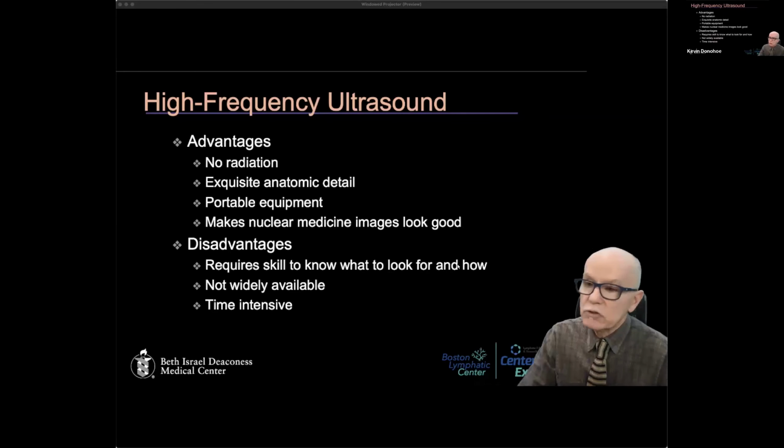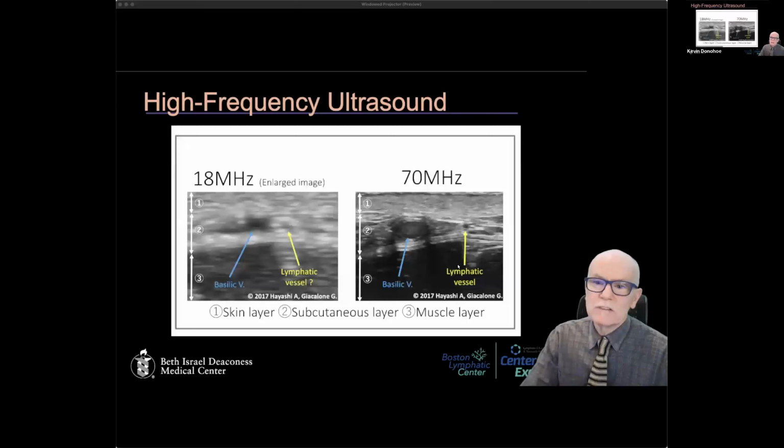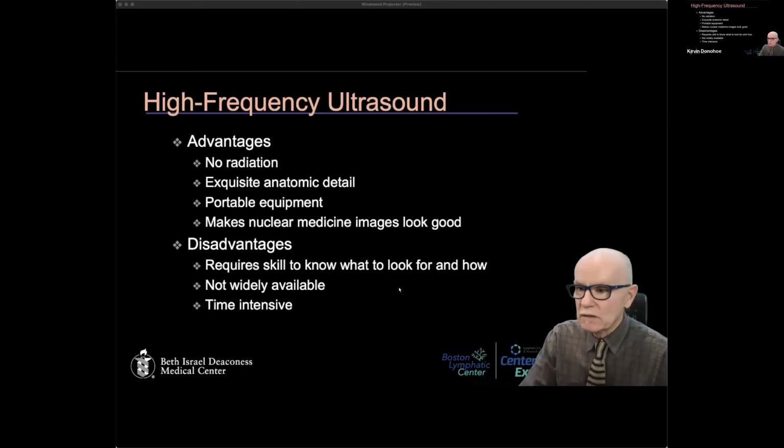It obviously has no radiation. There's exquisite anatomic detail, which is very nice. It's portable equipment, and I say it makes nuclear medicine images look good because these are still fuzzy images. Nukes is always criticized that we're fuzzy, but ultrasound makes us look good.